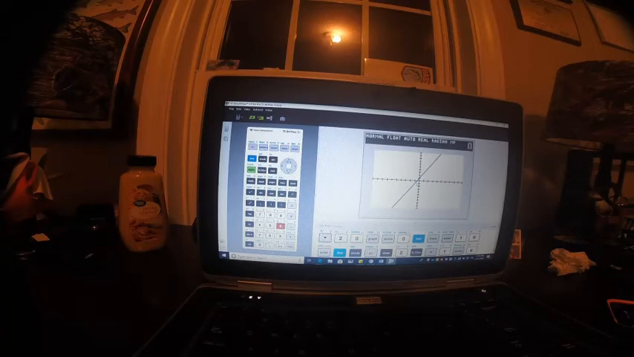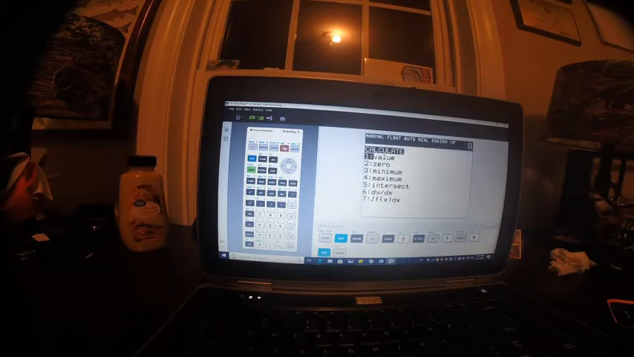You can see it has one x-intercept and it's got a y-intercept. If you want to calculate that x-intercept, you can do second calculate, and you can do 0 for the x-intercept. We still have to do the left bound, right bound thing.